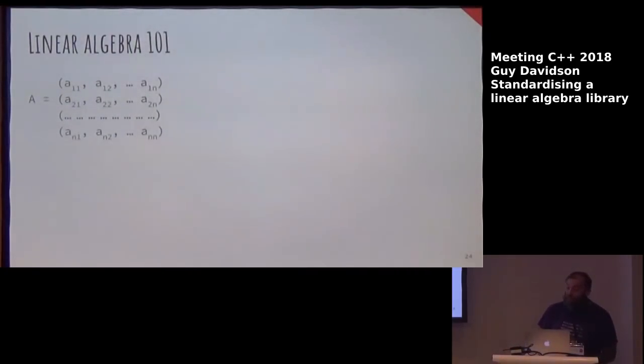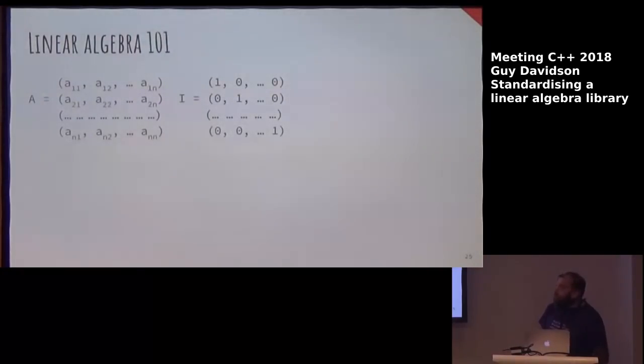Now, there's a special kind of matrix called a square matrix. There's a special kind of square matrix called an identity matrix. There's a bit of layout nonsense going on there. It's really hard to lay out mathematical stuff on slides, and I just gave up.